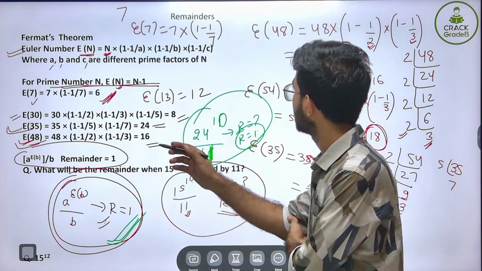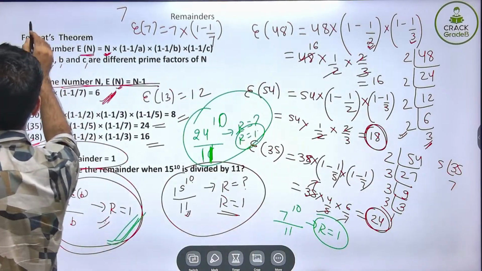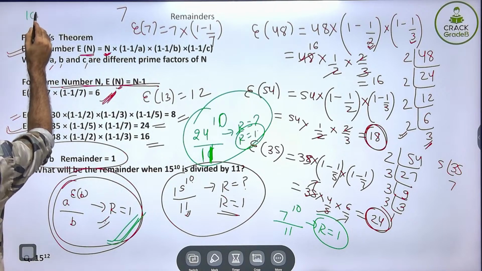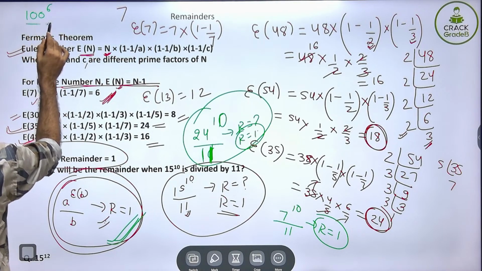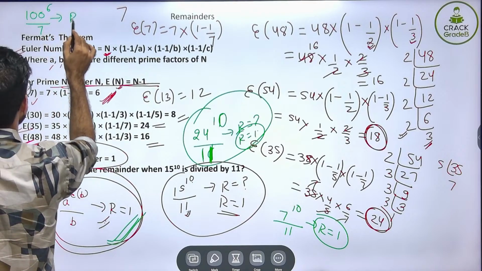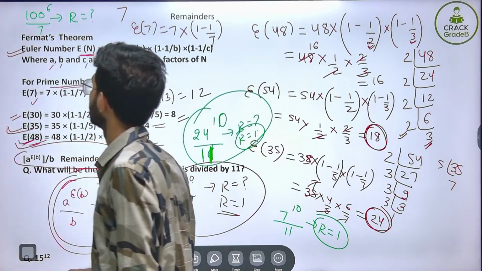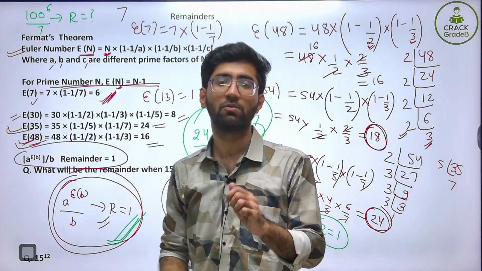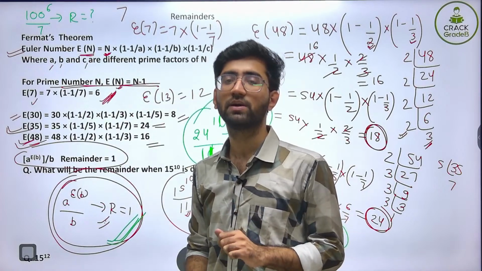So if I give you a different question, if I ask you that if you divide 100 to the power 6 by 7, what will be the remainder? Again, the remainder will be equal to 1.